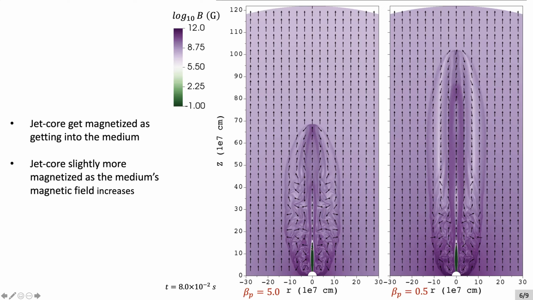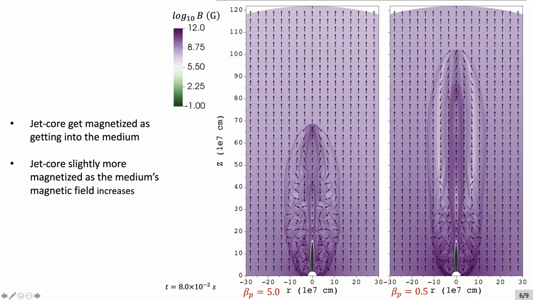Okay, so here we have this magnetic field map, in logarithmic scale between 10⁻¹ and 10¹² Gauss. As you can see here, this part is not magnetized in both jets. Also, we can see that when the jet is traveling into the medium, the jet core is getting magnetized, and also the cocoon is getting magnetized.